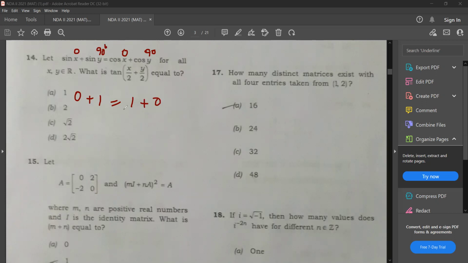So what I need here is tan of (0 by 2 plus 90 by 2). That is nothing but tan 45 degrees, so that is option A, 1. Option A, 1, is the correct answer. Okay, moving on to the next question.